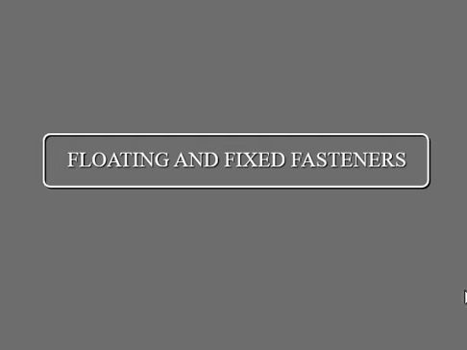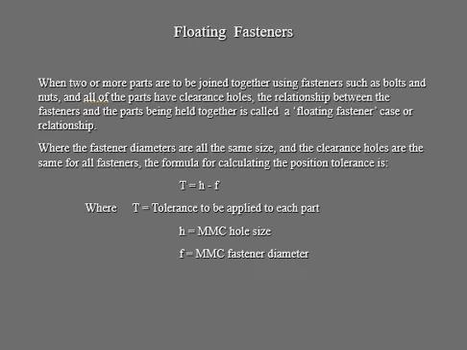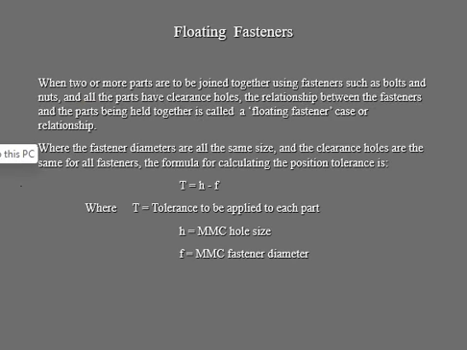Okay, then we'll get into part 3, which is your floating and your fixed fasteners. All right, so when we say we're dealing with the floating fasteners, you have 2 or more parts, right? And they have to be joined together in your assembly or manufacturing. You will use a fastener to join them together. Your fasteners are your bolts and then your nuts, going onto the bolts.